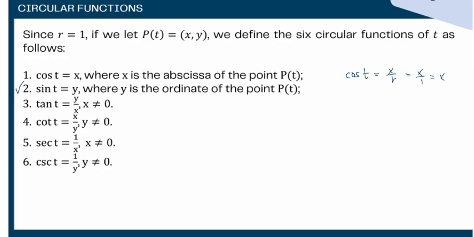And then tangent t is equal to y divided by x, where x is not equal to 0, and the other 3 are just reciprocals of the first 3. Okay? So if cosine t is equal to x, our secant t is equal to 1 divided by x. As for cosecant t, since your sine t is equal to y, our cosecant t is just equal to 1 divided by y. And if your tangent t is equal to y divided by x, your cotangent t is equal to x divided by y. And all of these would have denominators not equal to 0, because if it is equal to 0, it is going to be undefined. So we have to set limitations wherein our denominators would not be equal to 0, because we are still talking about real numbers here.